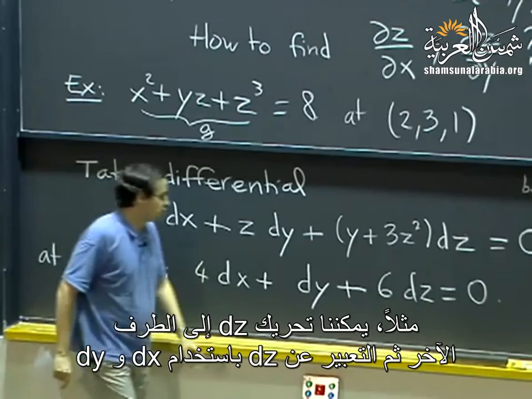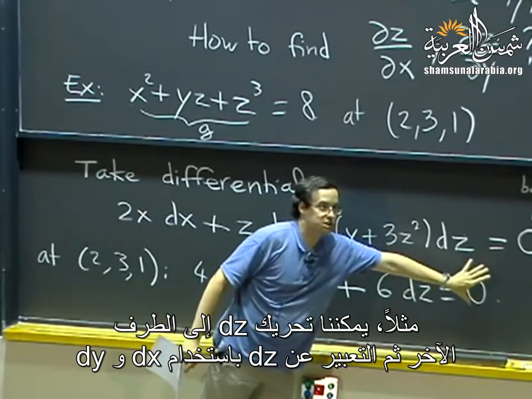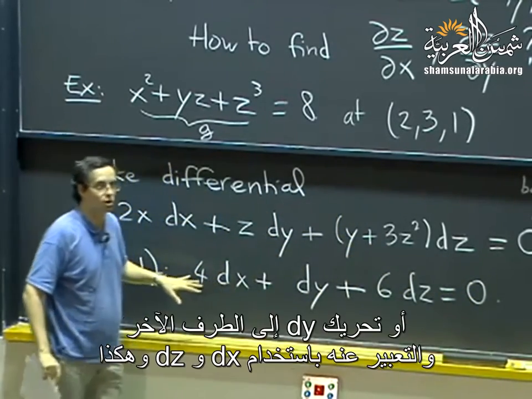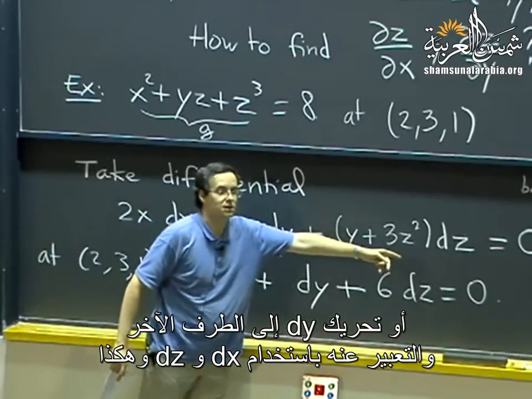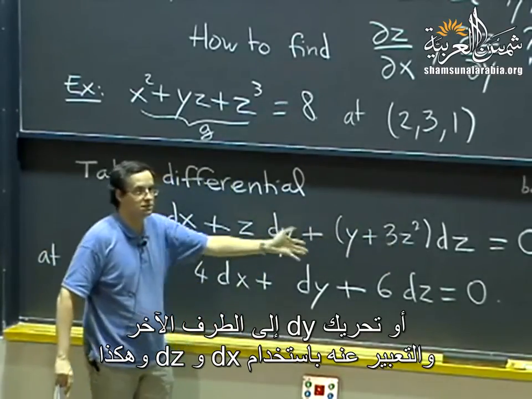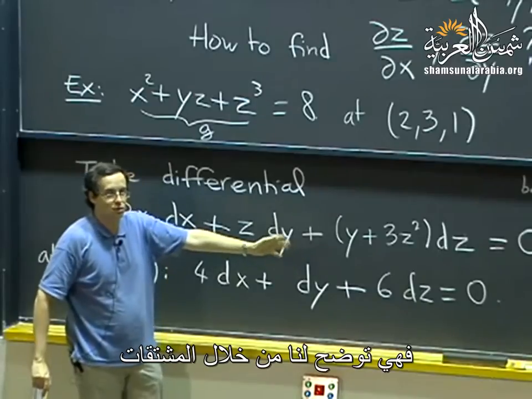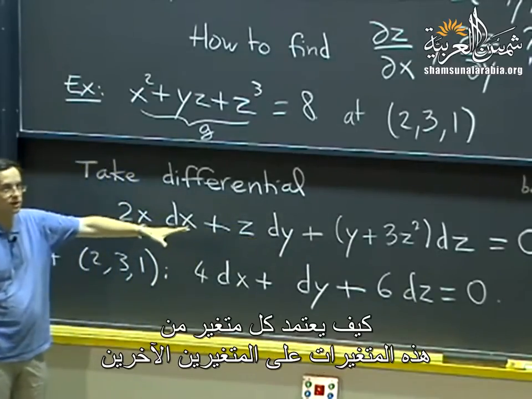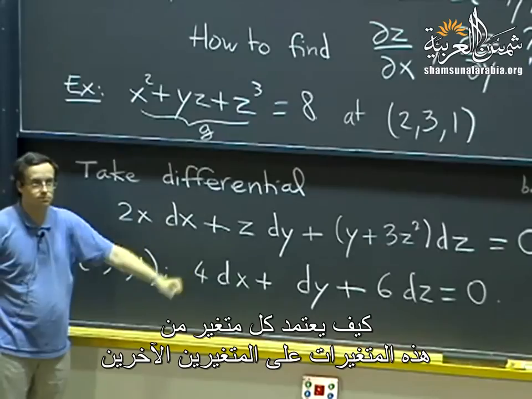So for example, you can move dz to that side and then express dz in terms of dx and dy. Or you can move dy to that side and express dy in terms of dx and dz, and so on. It tells you at the level of the derivatives how each of the variables depends on the two others.